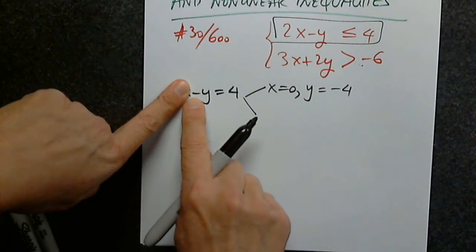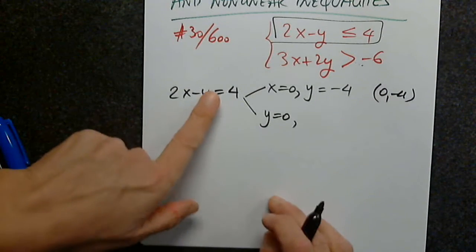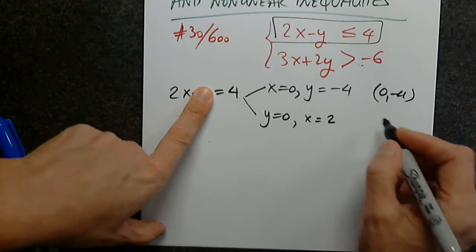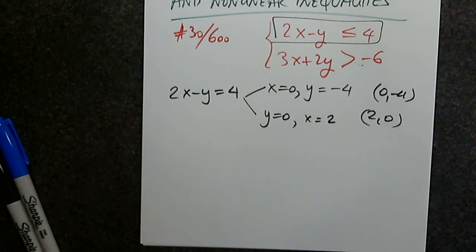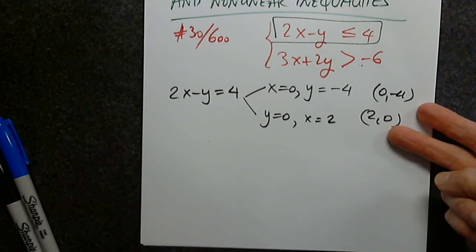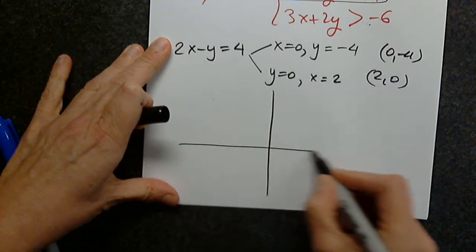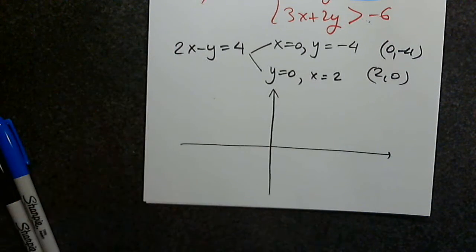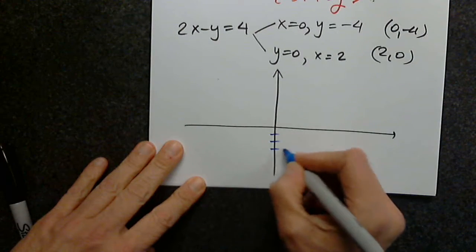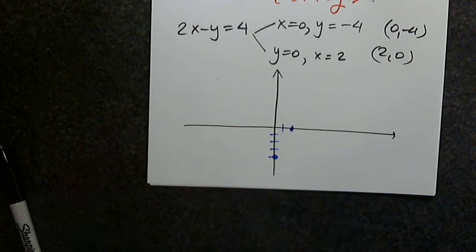Very good, because there is a negative in front. So 0, negative 4. Now when y is 0, x is? Very good. So 2 comma 0. That was the only reason why I wrote the corresponding equation, just to find these two ordered pairs, nothing else. I'm not changing the problem. I am going to plot 0, negative 4, and I'm going to plot 2 comma 0. And then I'm going to stop.